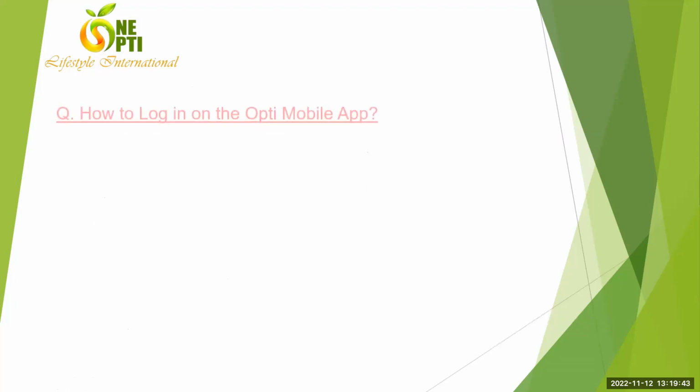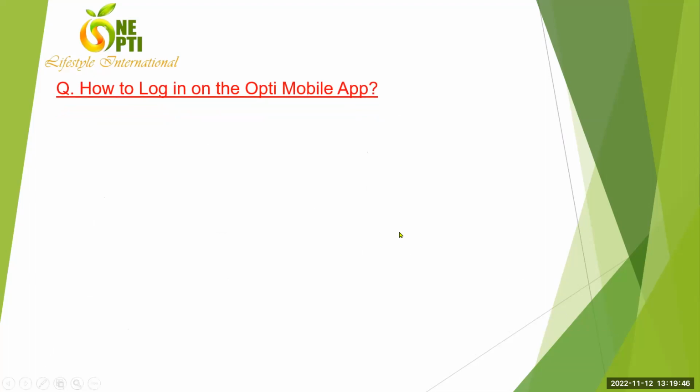Okay, now moving forward, how do you log in on the Opti mobile app? First things first, you need to make sure that you have been registered successfully by your sponsor, by your uplines, or whoever recruited you. Make sure that you have been registered successfully and a user ID and password has been created under your name. For those who don't have any sponsor or uplines, you can simply reach out or message me.